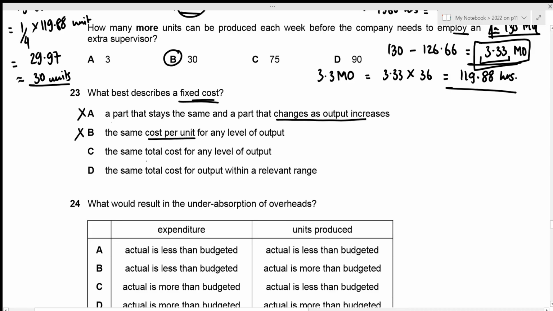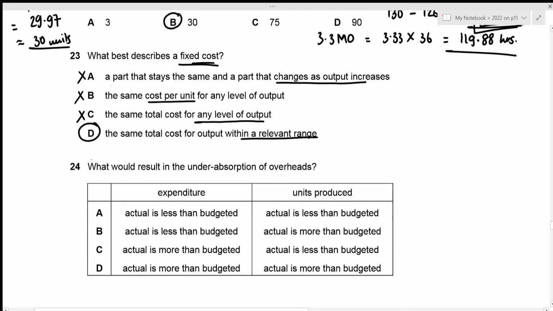The third one is the same total cost for any level of output. Like I said before, the fixed cost cannot be the same for 100 units and 10,000 units, because there might be an additional storage cost. So we're not looking for the same level of cost for any level of output. This is incorrect. And the final one we have is the same total cost for output within a relevant range. This is the correct one. This concludes question number 23. We can now move towards question number 24.